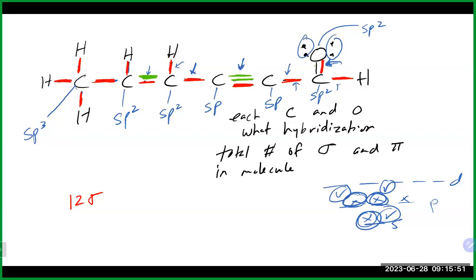And we would have one there, I think. So that is 4 pi bonds total. Yeah. Any questions on hybridization? Sigma bonds, pi bonds, and those things.